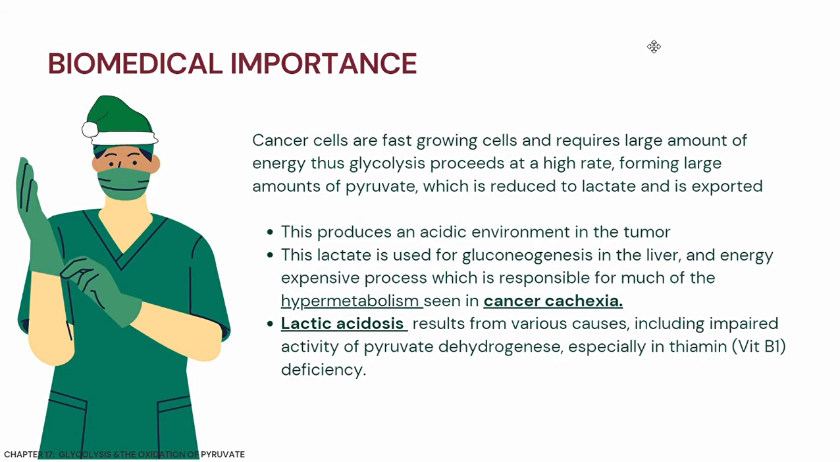Although the lactic acid that is produced can be utilized for formation of glucose through a process known as gluconeogenesis in the liver. And this is an energy-expensive process, which is responsible for much of the hypermetabolism, meaning increased utilization of glucose in cancer patients. And we have what we call cancer cachexia, because cancer cells utilize an anaerobic situation.